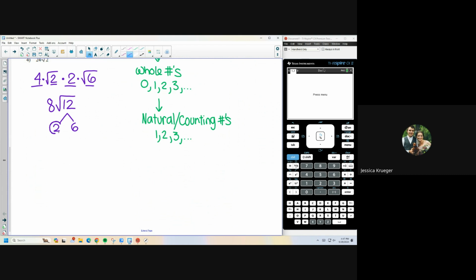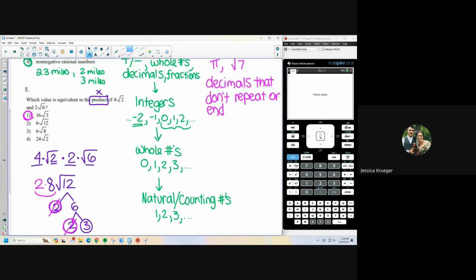12 breaks into 2 and 6, and 6 breaks into 2 and 3. Remember our little shortcut. If you have an identical twin, you can leave the house. So 2 has an identical twin, so 2 gets to leave the house being the radical. And 3 is going to stay under the radical. So 2 times 8 is 16, and then what's left under the radical is 3. So my answer choice is 1.